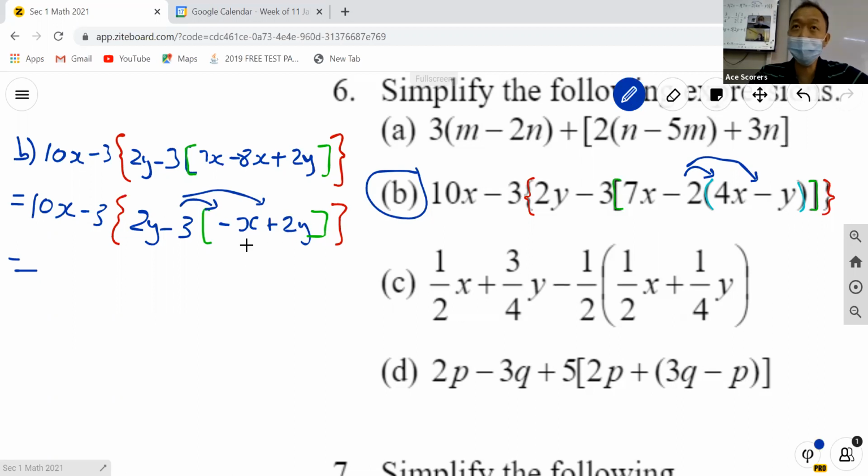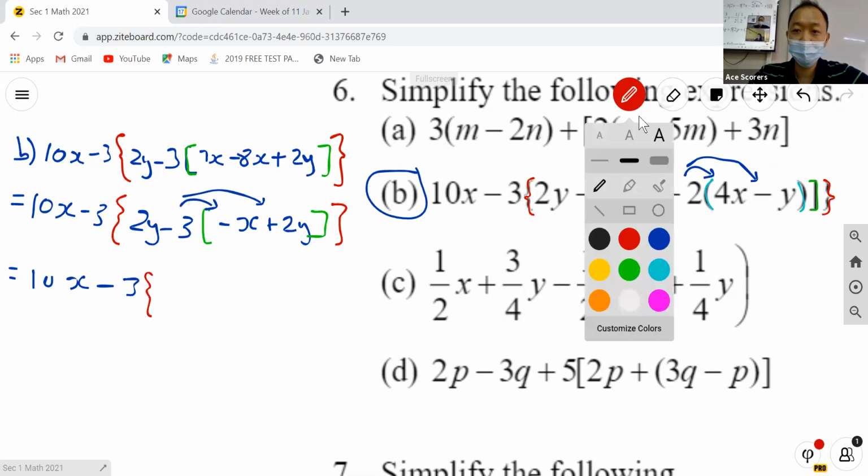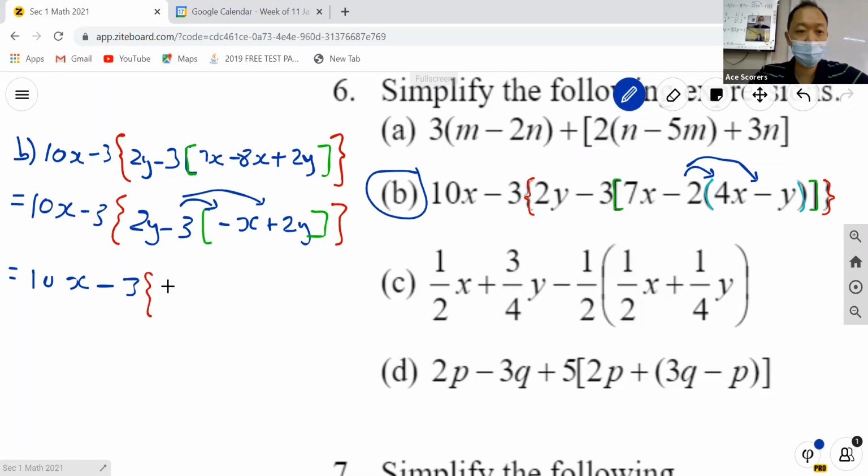Okay, still solving the green color bracket. So I get 10x. Take away 3, still the red bracket. You see, I haven't even touched the red one until now, yeah? So now rainbow in, so I get 2y minus 3 times minus x become positive 3x. And -3 times positive 2y minus 6y. And the red color bracket.